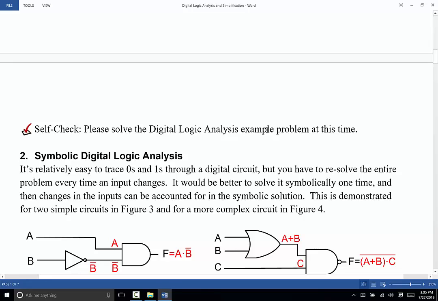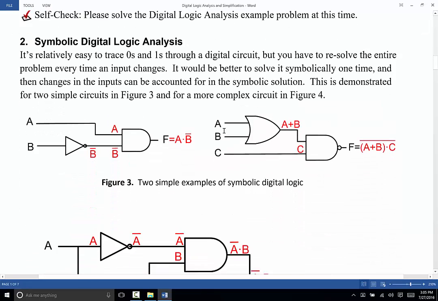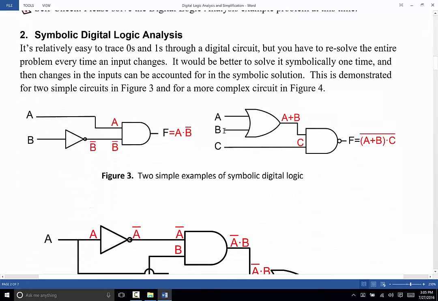You now have enough information to do the digital logic analysis example. If you'd like to pause the video, you're welcome to do that, or you can do both examples after we finish this video. Because I want to show you, in the same video, about symbolic digital logic analysis.